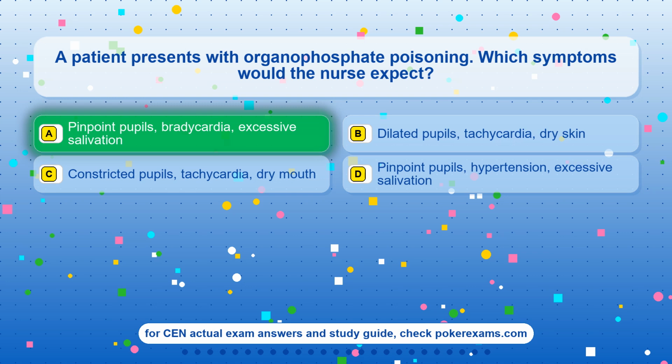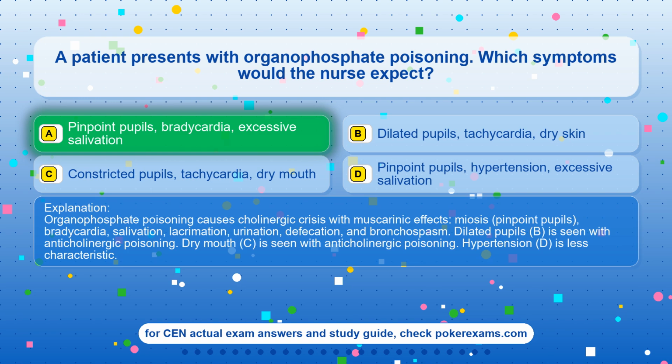The correct answer is option A. Pinpoint pupils, bradycardia, excessive salivation. Organophosphate poisoning causes cholinergic crisis with muscarinic effects: miosis, pinpoint pupils, bradycardia, salivation, lacrimation, urination, defecation, and bronchospasm. Dilated pupils, B, is seen with anticholinergic poisoning. Dry mouth, C, is seen with anticholinergic poisoning. Hypertension, D, is less characteristic.